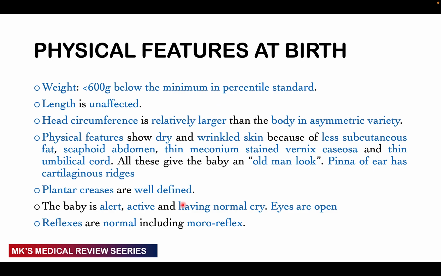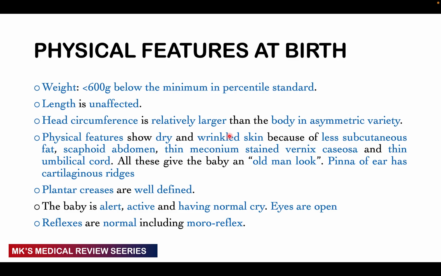Now, what are some of the physical features that we often see in these patients at birth? So the weight may be less than 600 grams, below the minimum percentile standard. The length is going to be unaffected. The head circumference is relatively large compared to the body in the asymmetrical variety, but if it's symmetrical, it's going to be relatively proportional. Then some physical features are going to be dry and wrinkled skin because of this loss of the subcutaneous fat. You may get a scaphoid abdomen, some thin meconium.